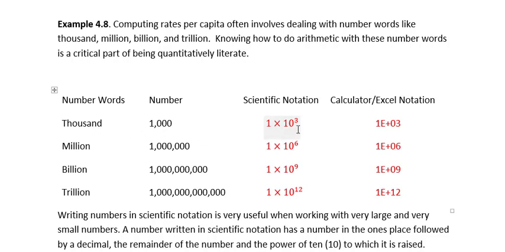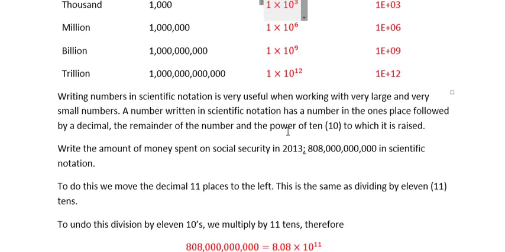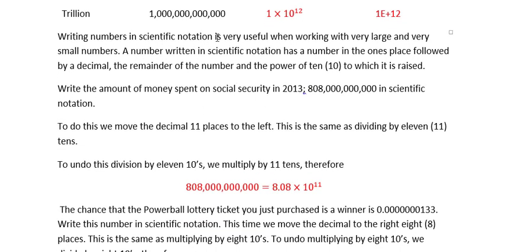So thousands is 10 to the third, right? Scientific notation, and that's how a lot of times you'll see it on a calculator. It'll just say E plus 12. So thousands is 10 to the third. Millions is 10 to the sixth. Billions is 9, trillions is 12. Thousands, millions, billions, trillions, 3, 6, 9, 12, 10 to that power. Writing scientific notation is very useful when we're dealing with very large and small numbers.